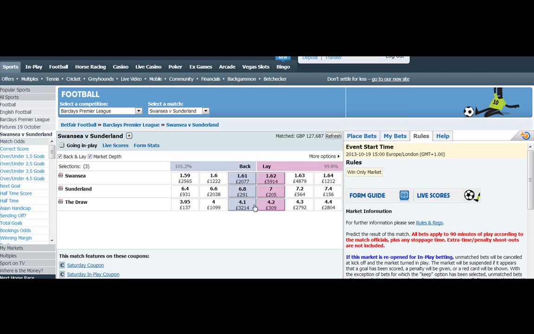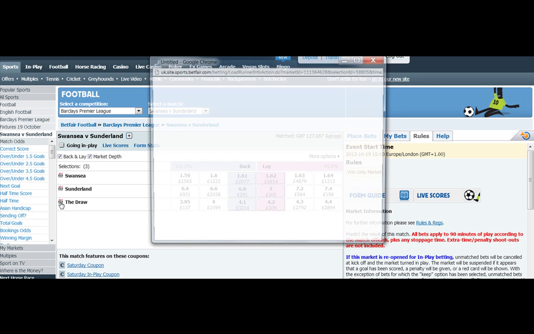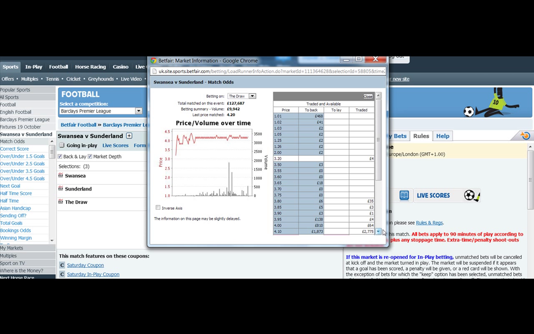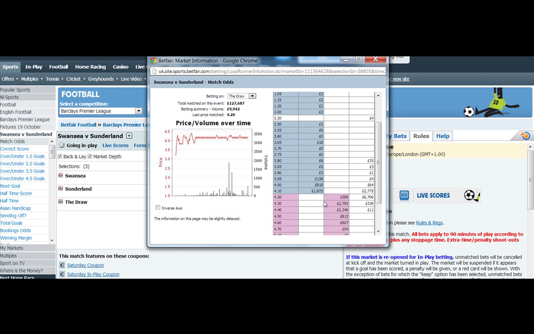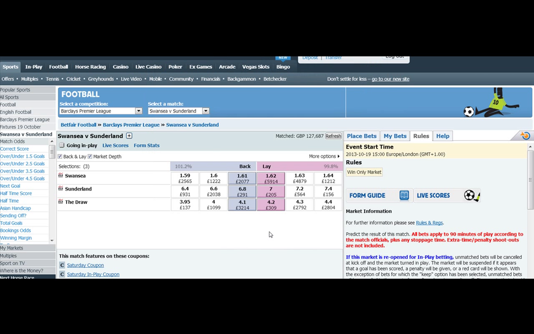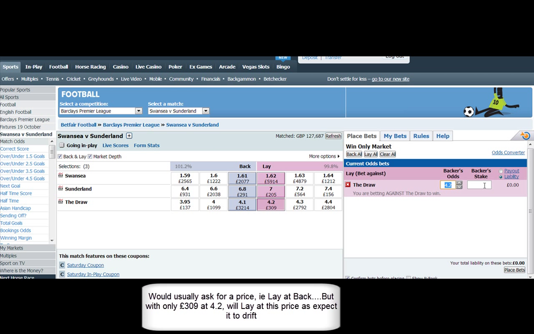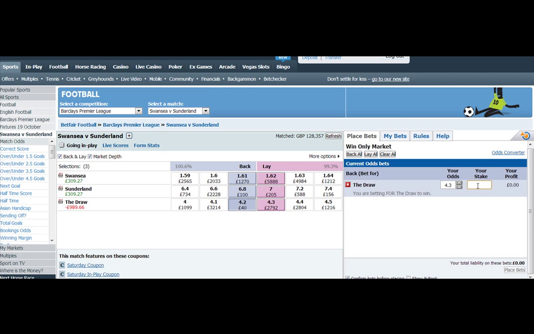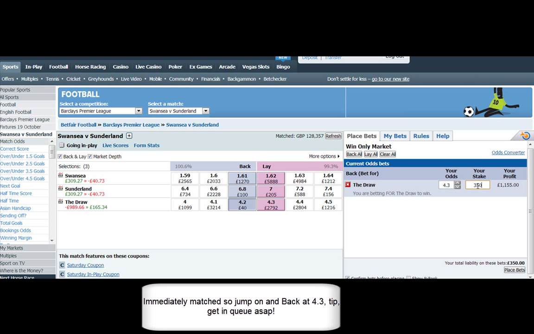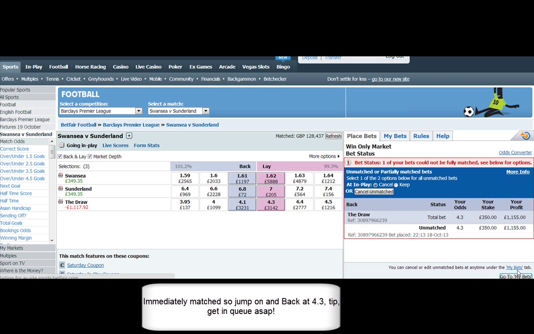There's £309 at 4.2, and normally it would suggest laying at the back price, so you're actually asking for a price. But you can see here most of the money is at 4.1, 4.2, but with only £309 there, I'm a little bit worried about missing this and it's going to drift before I get on. So what I'm going to do is lay it at 4.2, knowing that all of my amount is going to be matched and it's going to push it out a tick. Immediately I will put it back in at 4.3.